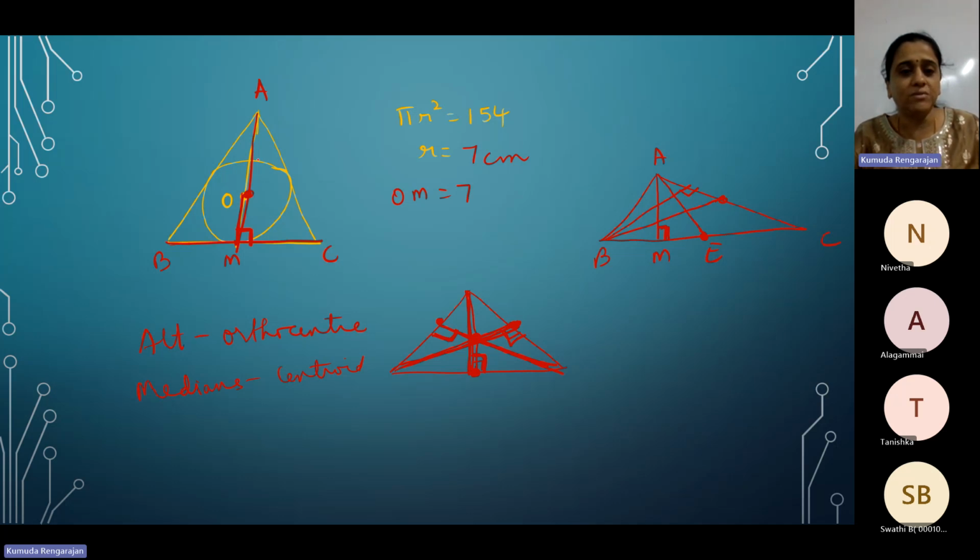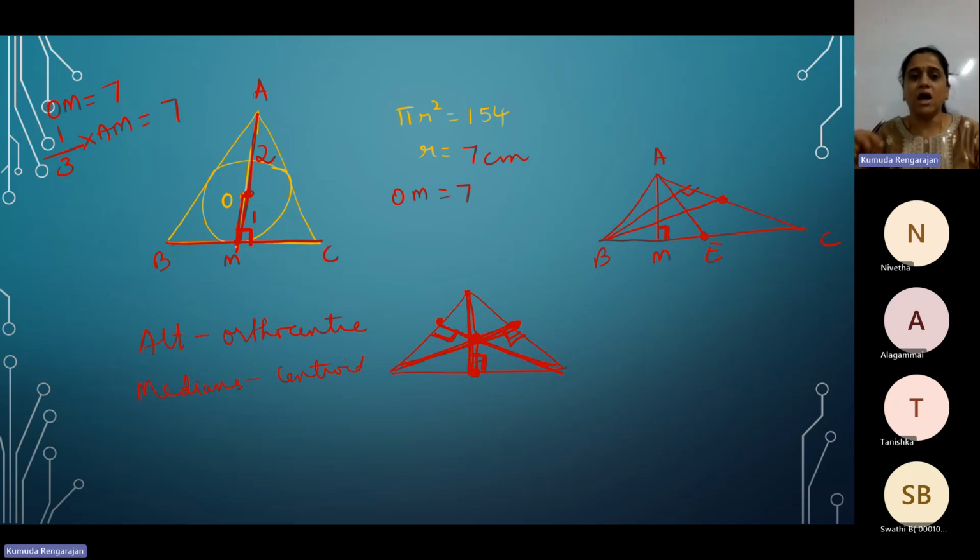The centroid divides the median in the ratio 2:1. Coordinate geometry. AO is 2 parts, OM is 1 part. So what is OM? The radius is 7. But how do you express OM? OM is 1 part out of 3 parts of AM. 1/3 of AM is 7.